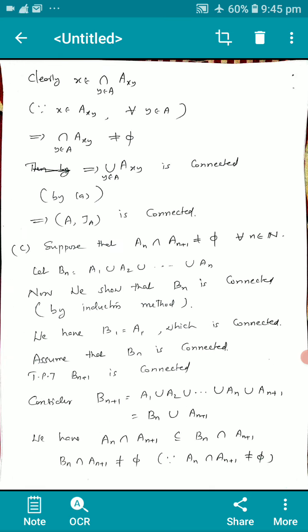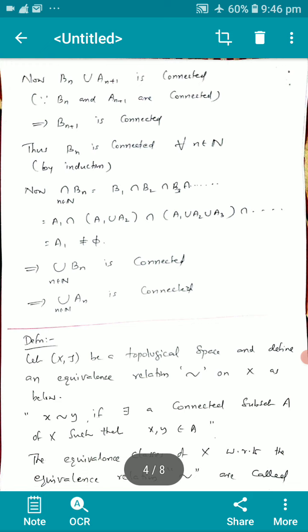We have An intersection An+1 is a subset or equal to Bn intersection An+1. But we know An intersection An+1 is not equal to the empty set. Therefore, what do you get? Bn intersection An+1 is not equal to the empty set. Now Bn union An+1 is connected because Bn and An+1 are connected. This implies Bn+1 is connected. Thus Bn is connected for all n in N. This follows from induction.